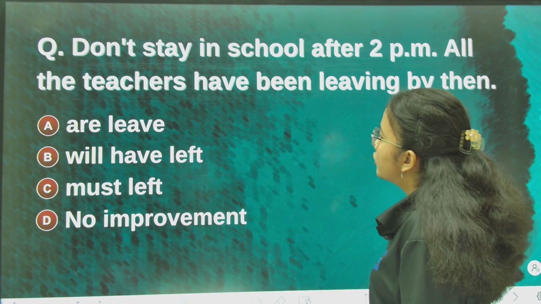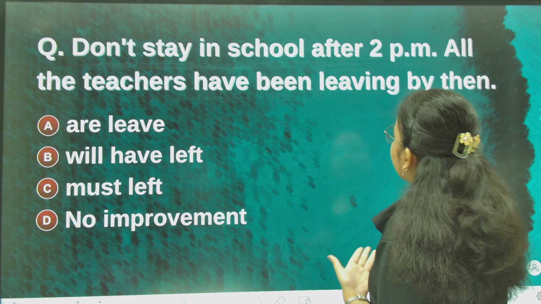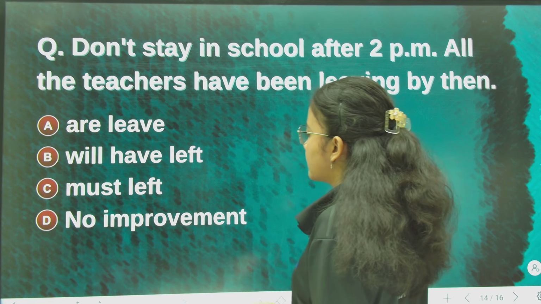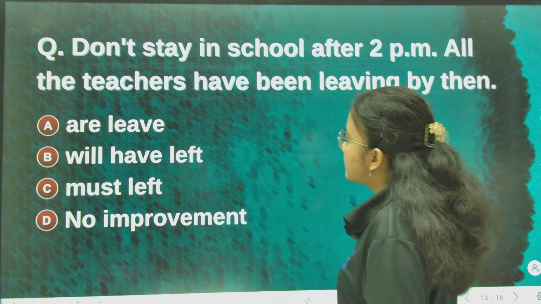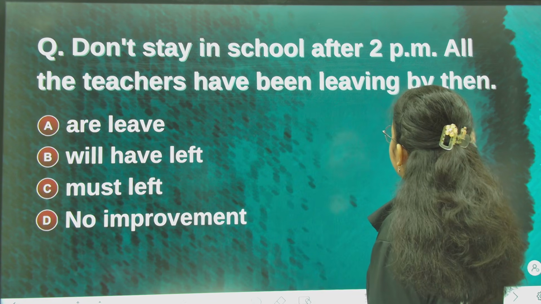Next, don't stay in school after 2 p.m. All the teachers have been leaving by then. Options: A, are leave; B, will have left; C, must left; and D, no improvement. Now, say that question: don't stay in school after 2 p.m. All the teachers have been leaving by then.